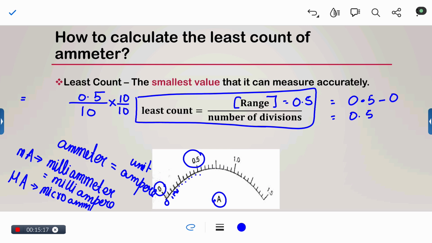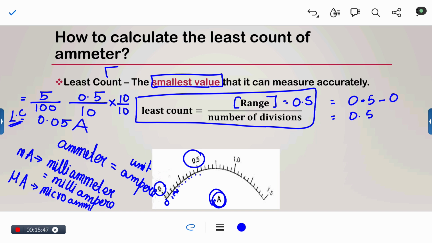0.5 into 10 is 5, 10 into 10 is 100. So 5 by 100 is 0.05. And what is given, either an ammeter, milliammeter or microammeter? Ammeter. If it is given in ammeter, then the unit needs to be in the form of ampere. That means what is the least count of the given ammeter over here? 0.05 ampere. Least count in the sense the smallest value which can be measured by using the given device.